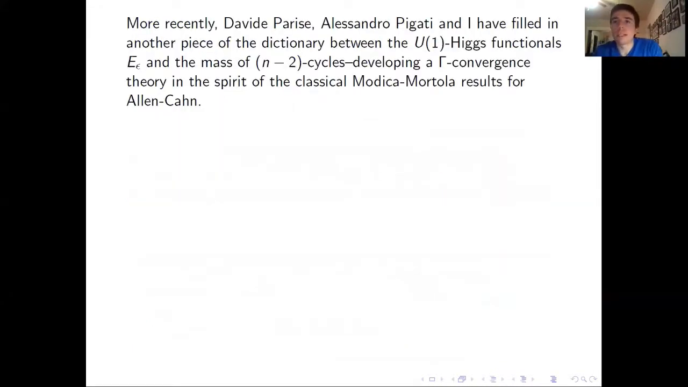All right, more recently, Davide Parise, Alessandro Pigati, and I have been filling in another piece of the dictionary between these U(1) Higgs functionals and the mass functional on n minus 2 cycles by developing a gamma convergence theory in the spirit of the classical Modica-Mortola results for Allen-Cahn.